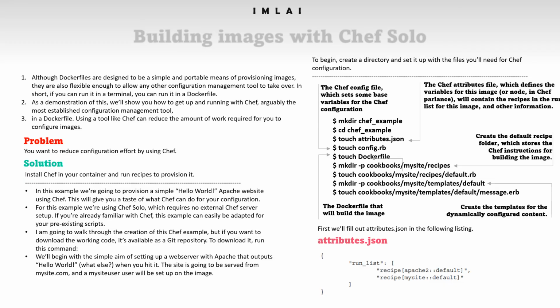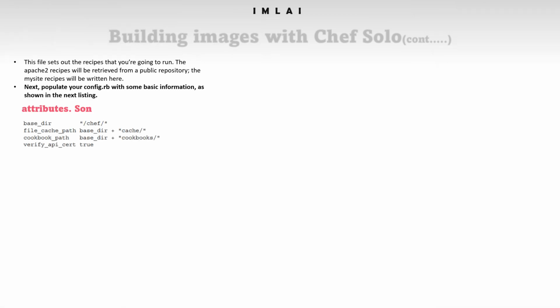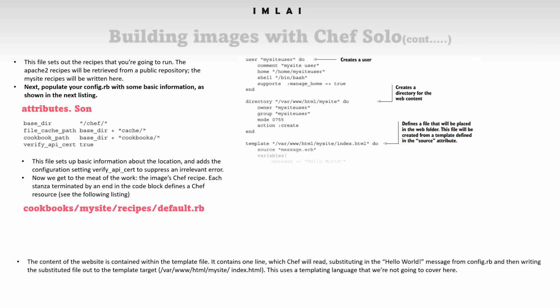As we have seen, the attributes.json file looks like that. This file sets up basic information about the location and adds the security configuration setting to not verify the API certificate, to suppress an irrelevant error. So let's go through the complete file.